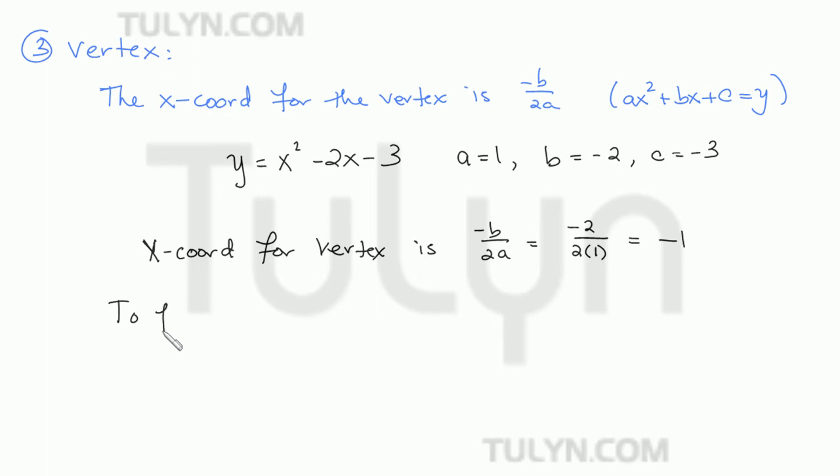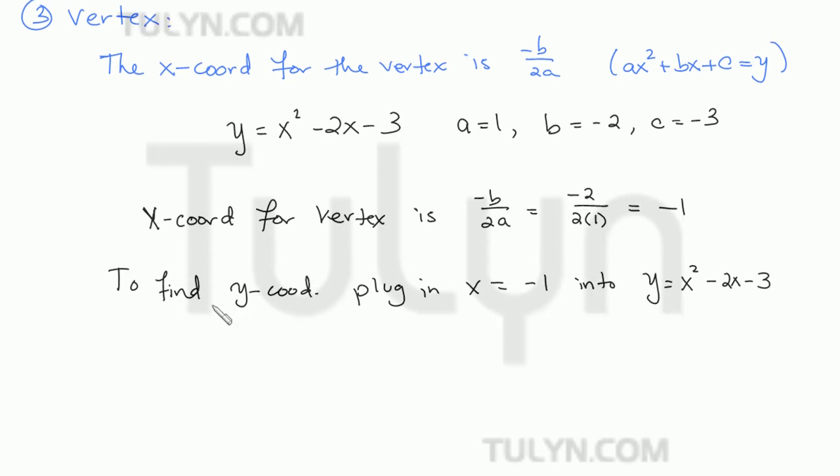So to find the y-coordinate, we want to plug in x is equal to negative 1 into our quadratic equation, y is equal to x squared minus 2x minus 3. So let's do that. If x is equal to negative 1, then y is equal to negative 1 squared minus 2 times negative 1 minus 3. So negative 1 squared is 1, negative 2 times negative 1 is going to be positive 2, and then minus 3, right?